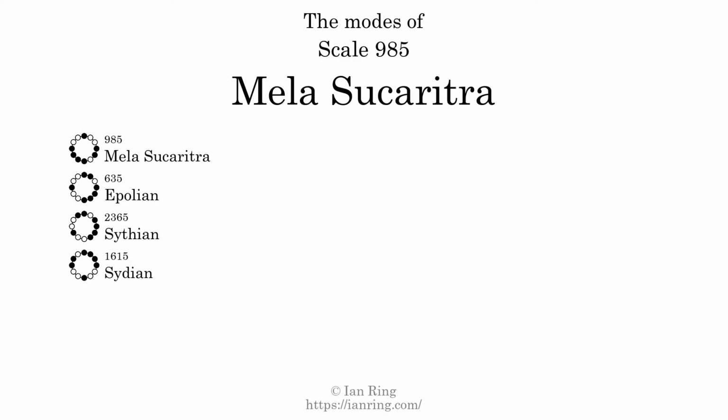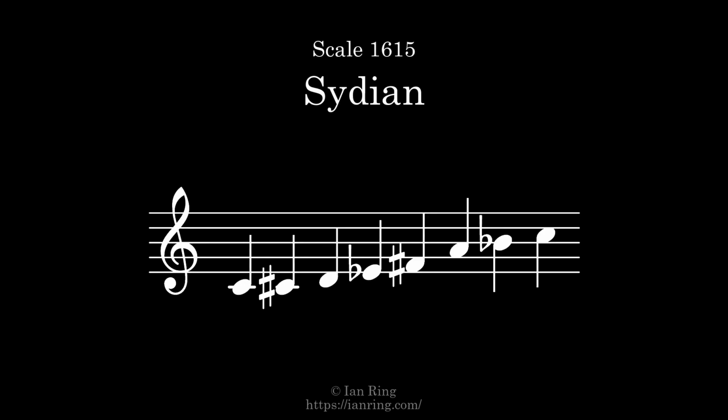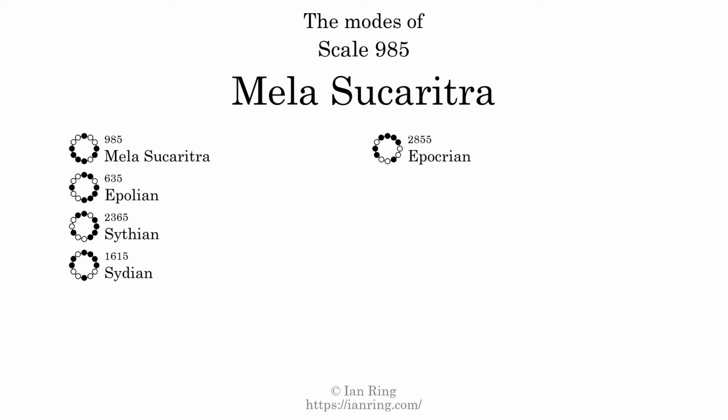The fourth mode is scale 1615, also known as Scythian. It sounds like this. The fifth mode is scale 2855, also known as Apocryphal. It sounds like this.